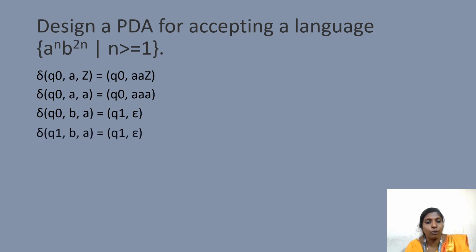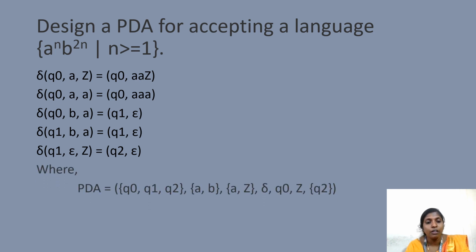Delta of Q1, comma, epsilon, comma, A is equal to Q1, comma, epsilon, and delta of Q1, comma, epsilon, comma, Z is equal to Q2, comma, epsilon. That is, after the completion of the A's, we go for the next node Q1. In the Q1 node, all the B's have to be executed, and after that the last node, the final node, will be Q2. The PDA can be written with the set of states Q0, Q1, Q2, the input alphabet A, B, the transition function, Q0 as the initial node, and Q2 as the final node.